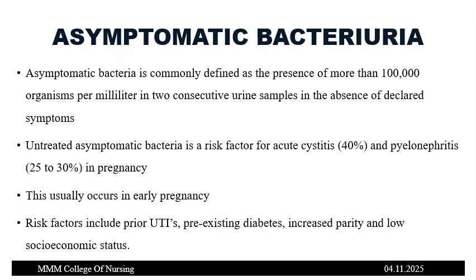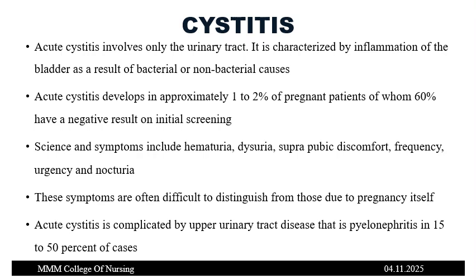Risk factors include prior UTIs, pre-existing diabetes, increased parity, and low socioeconomic status. Acute cystitis develops in approximately 1 to 2% of pregnant patients, of whom 60% have a negative result on initial screening. Signs and symptoms include hematuria, dysuria, suprapubic discomfort, frequency, urgency, and nocturia. These symptoms are often difficult to distinguish from those due to pregnancy itself. Acute cystitis is complicated by upper urinary tract disease, that is pyelonephritis, in 15 to 50% of the cases.